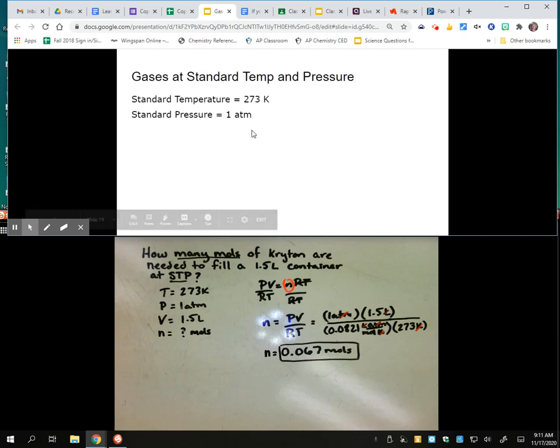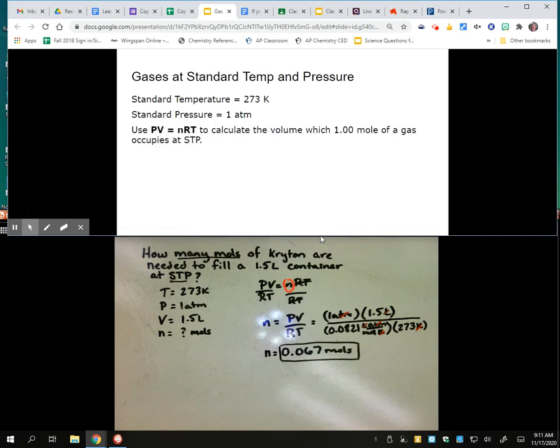Now, using this standard temperature and pressure that I have up here, I would like for you to do one and calculate the volume which 1 mole of gas occupies at STP. You can pause this video, work out that problem, and then I'll go over the answers.